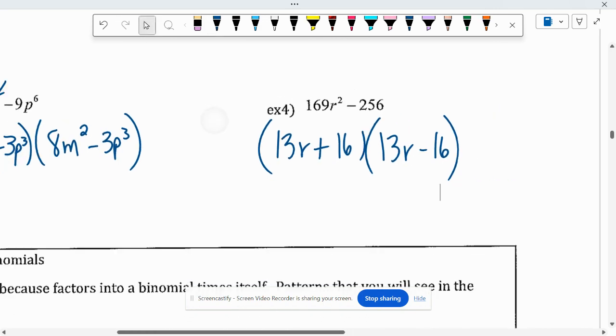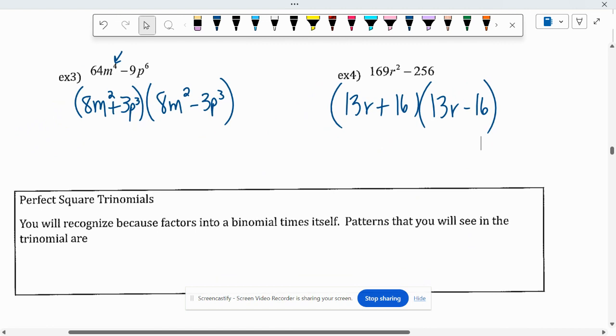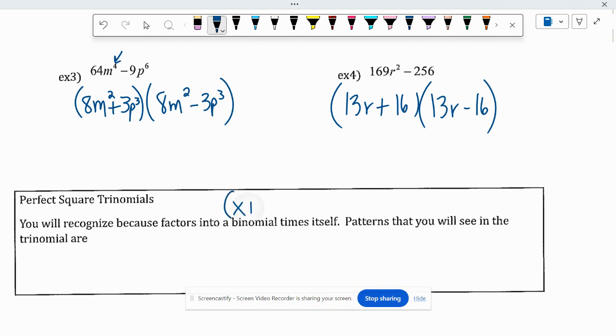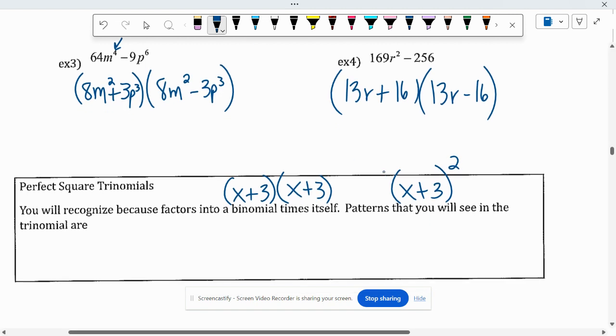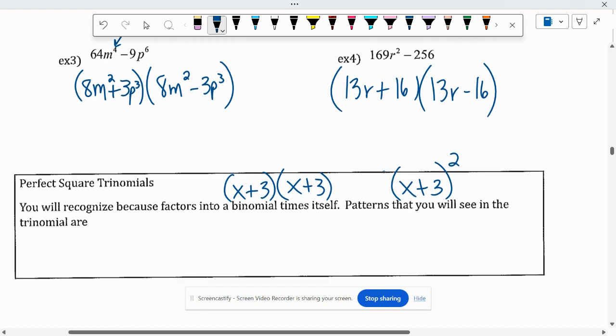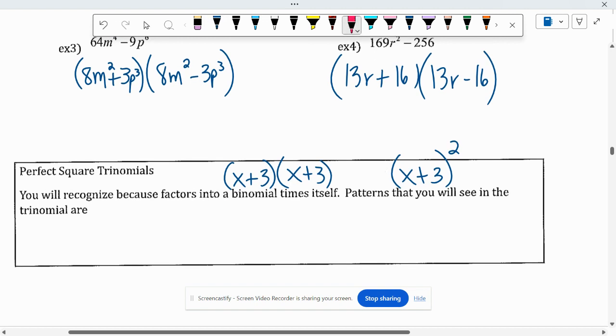So the next type of special case that we're going to talk about is a perfect square trinomial. And that represents itself as a binomial, like x plus 3 times itself, x plus 3. Well, we actually can write this as x plus 3, the quantity squared, which should look a lot like what you guys saw when we were doing vertex form, right? We just took a binomial and we squared it. So how do we know what that trinomial looks like? Well, I'm going to FOIL it out.